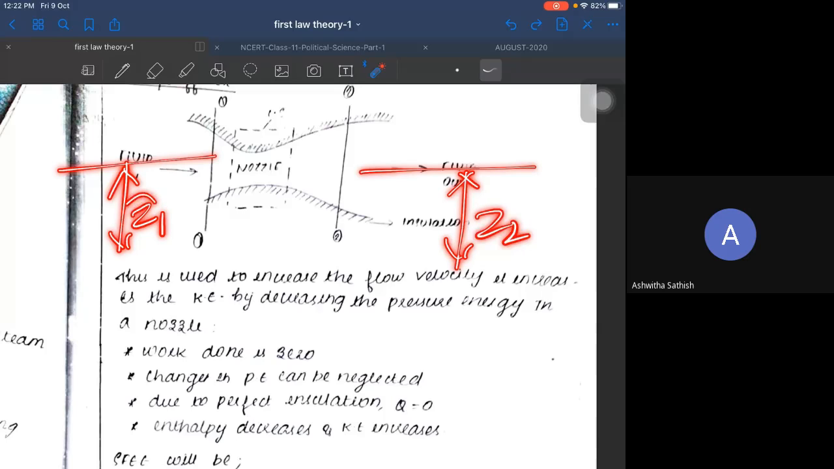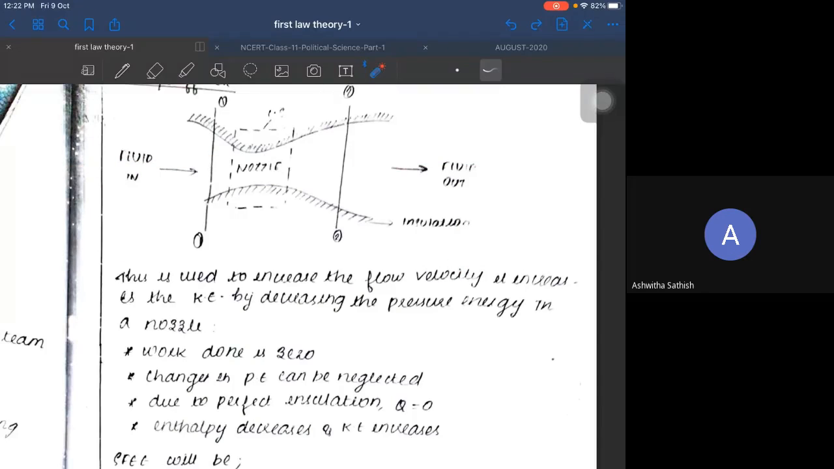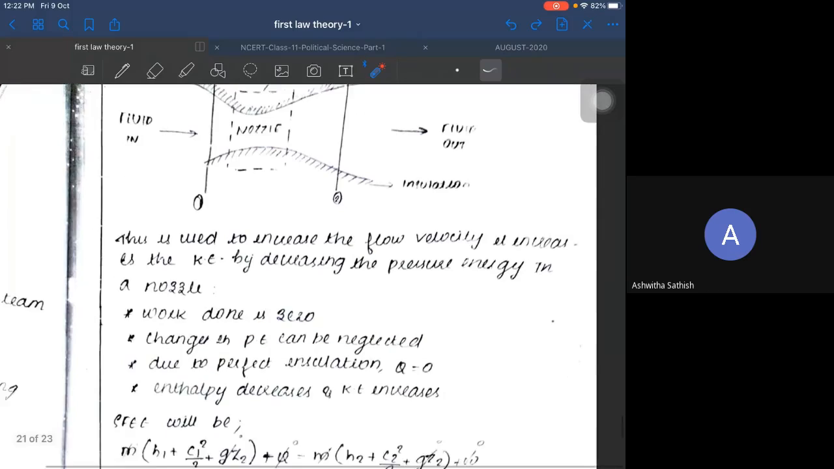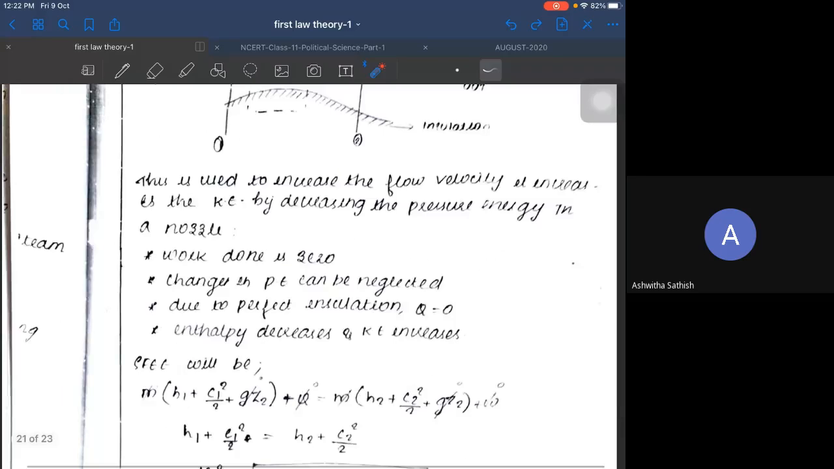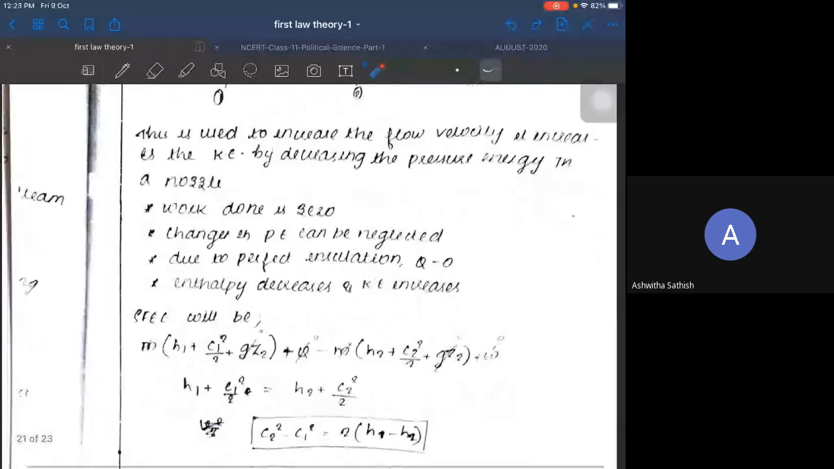So Z1 and Z2, that means the elevations of the inlet as well as the outlet would be same. That's why the change in the potential energy is neglected, but kinetic energy is taken into consideration because that is the main thing which gets affected because of the nozzle. Enthalpy decreases and the kinetic energy increases. This particular thing will be better taught in the problems. You'll understand there.